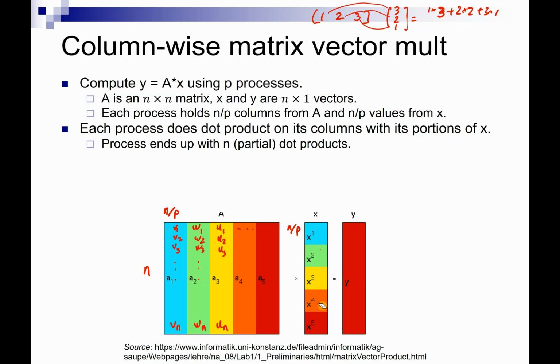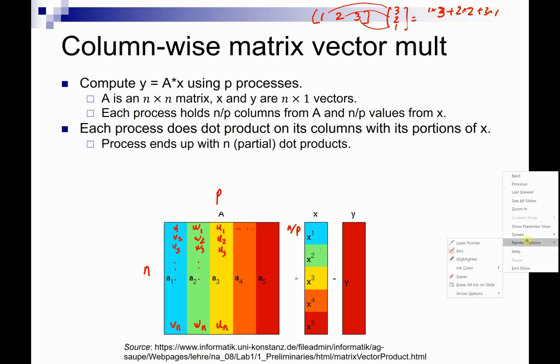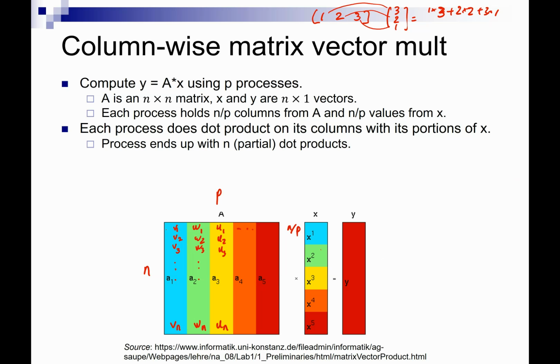So now after every process has done this, since we have p processes, we're going to end up with p of these values. Now, what we want to do is compute these values y1, y2, and so on up to yn. I'm going to switch to a different color here that is not red, so let's go with blue.